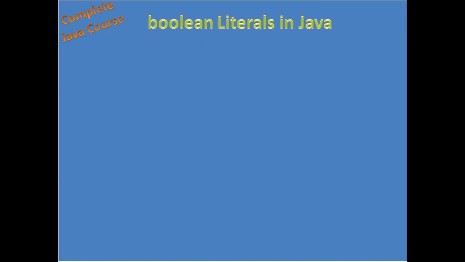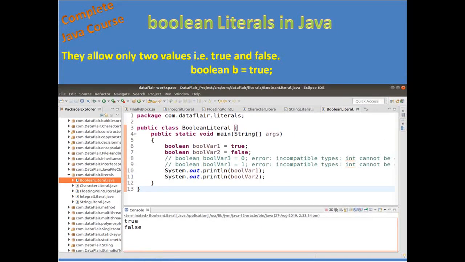Now the boolean literals in Java. They allow only two values, that is true and false. Boolean b equal to true. So you can define a boolean literal with the two values, either true or false.